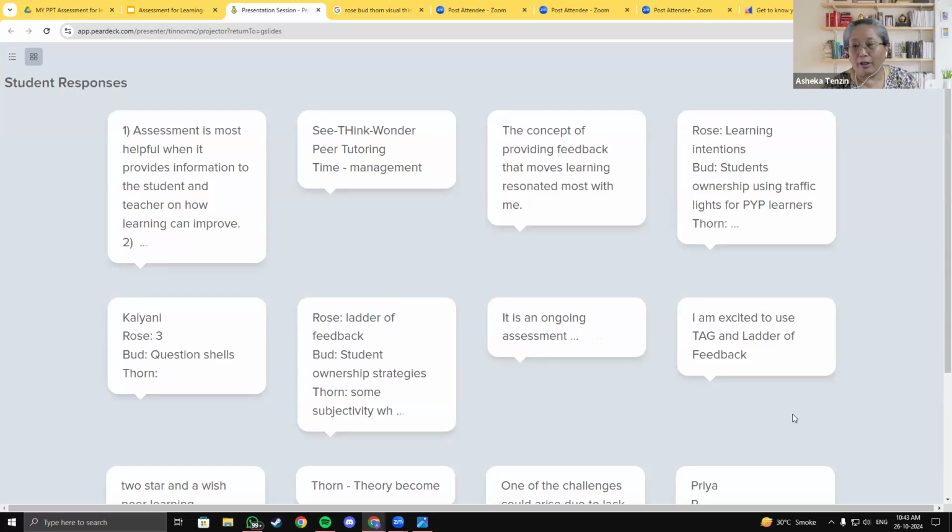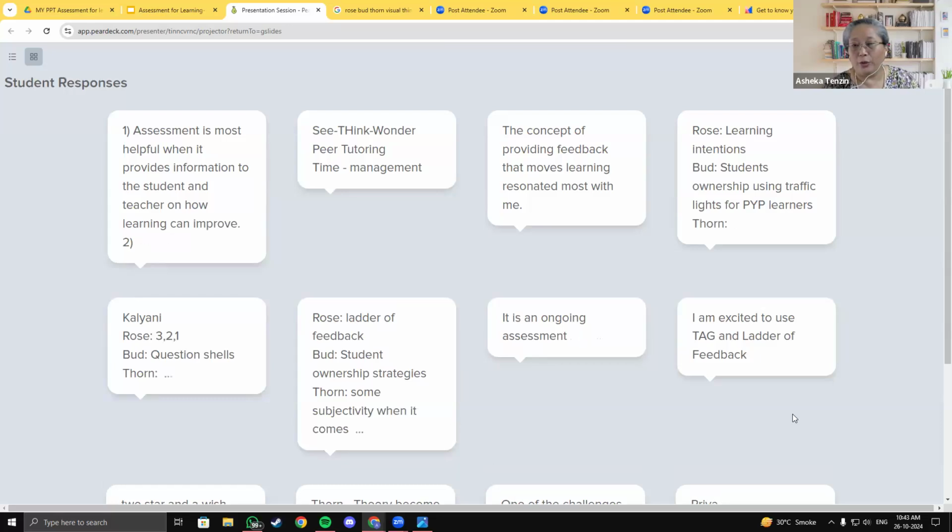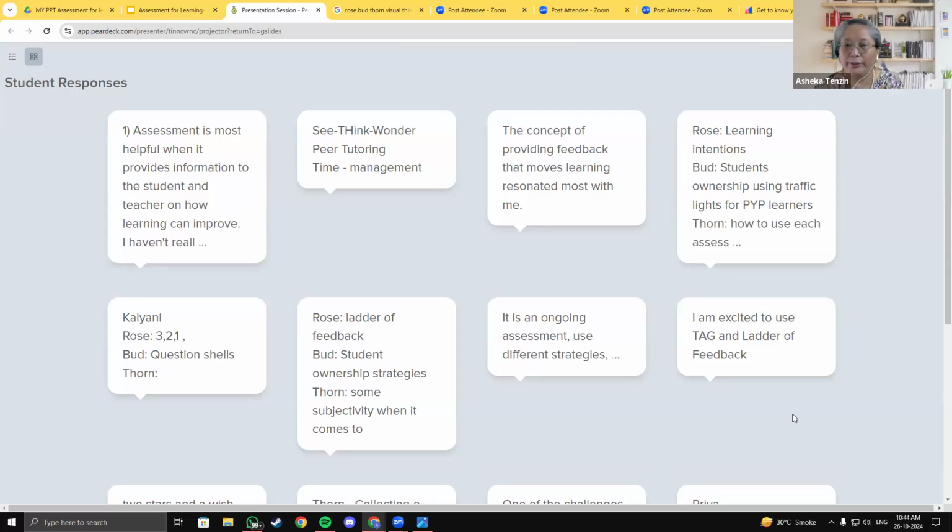When you use tag or ladder of feedback, then you are targeting one particular ATL skill of communication, giving and receiving feedback. So you are explicitly teaching that particular ATL skill of communication, giving and receiving feedback.